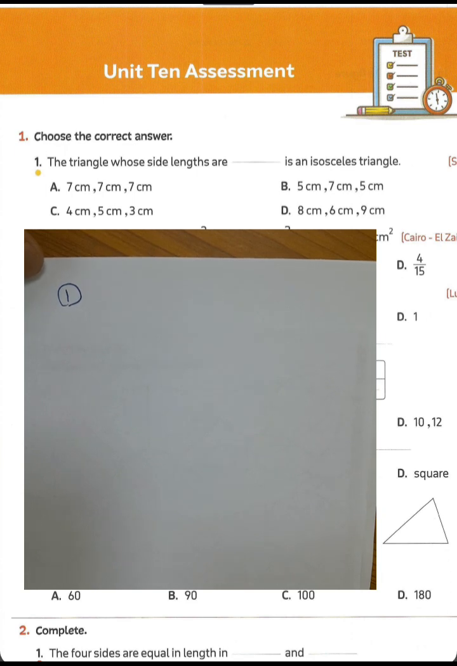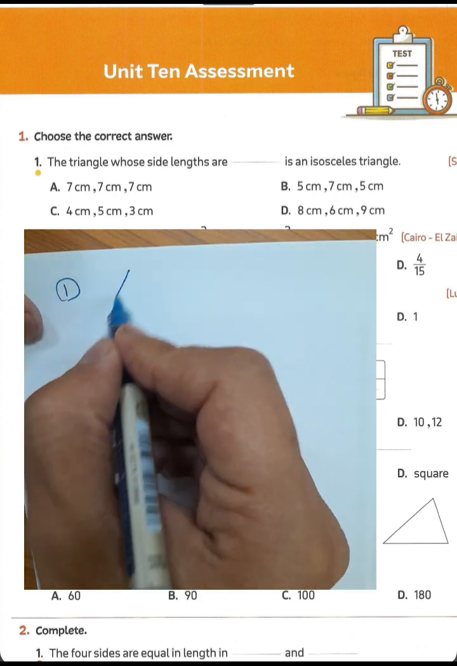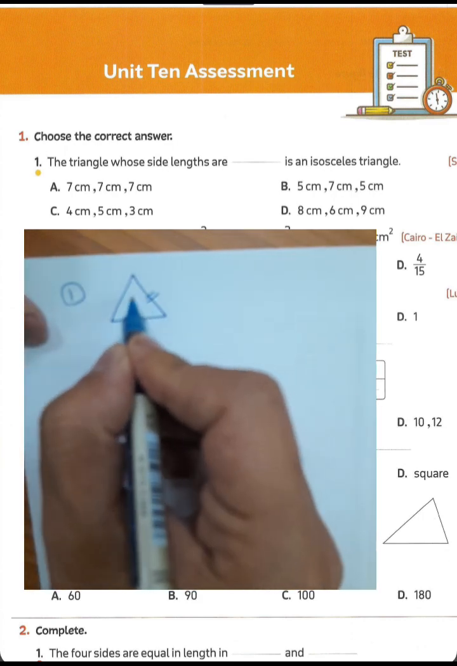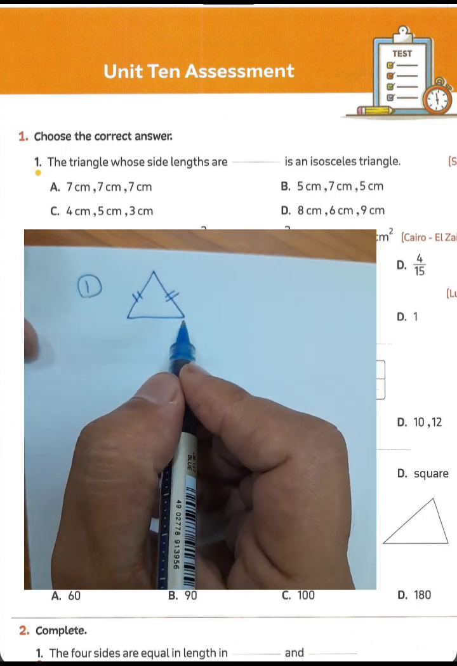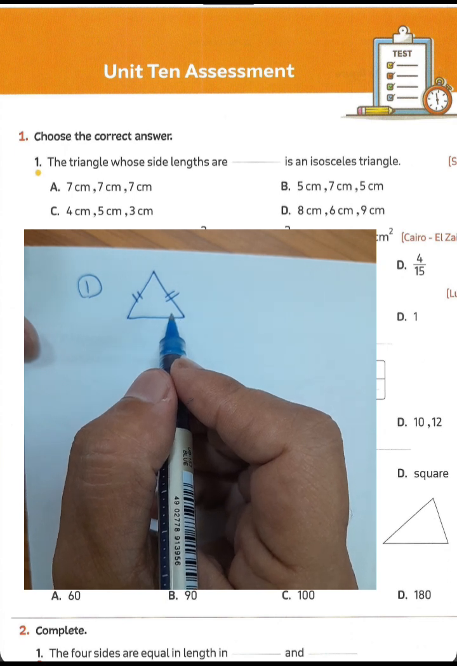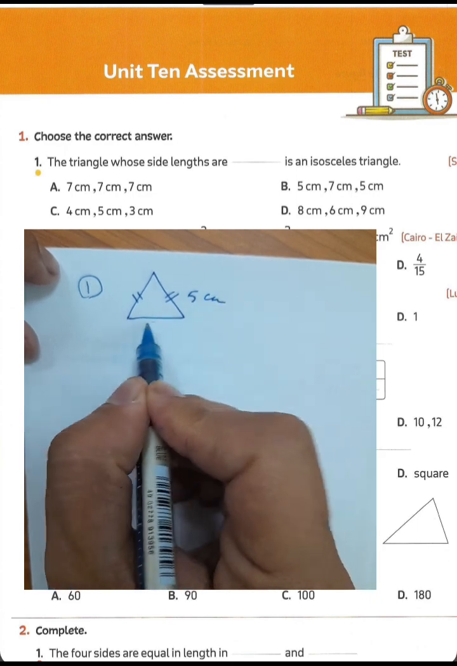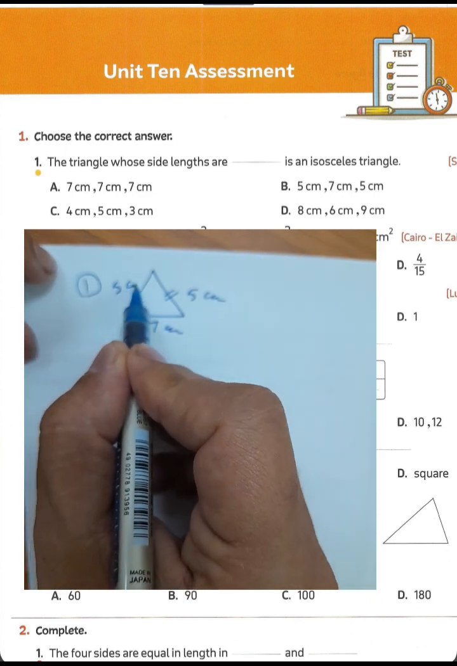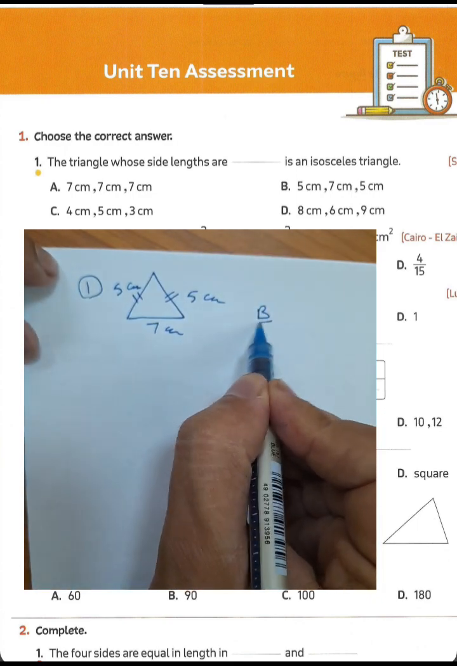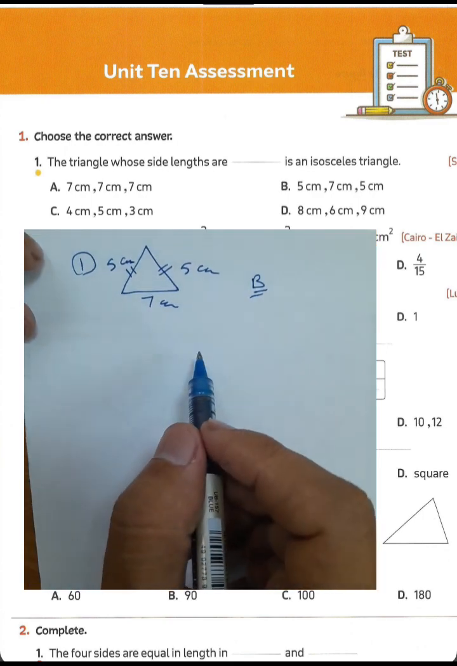Question number 1. The triangle whose side lengths are equal, we call it an isosceles triangle. An isosceles triangle means we have two sides of equal length. We must choose 5 centimeters, 7 centimeters and 5 centimeters. Choose letter B. We call it an isosceles triangle.